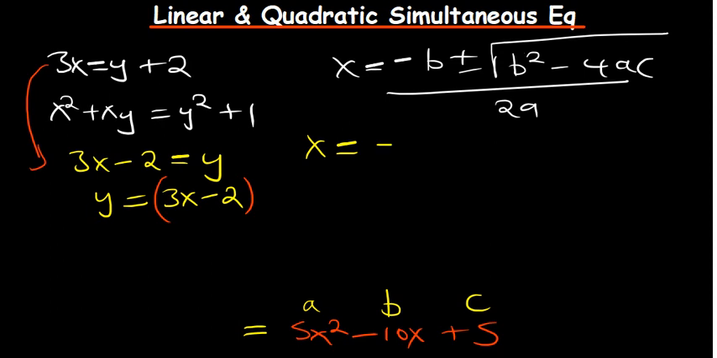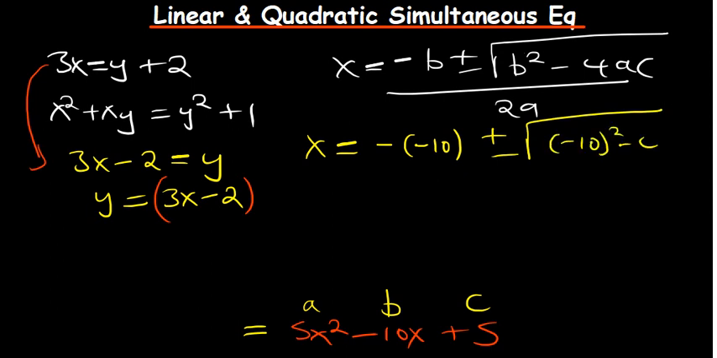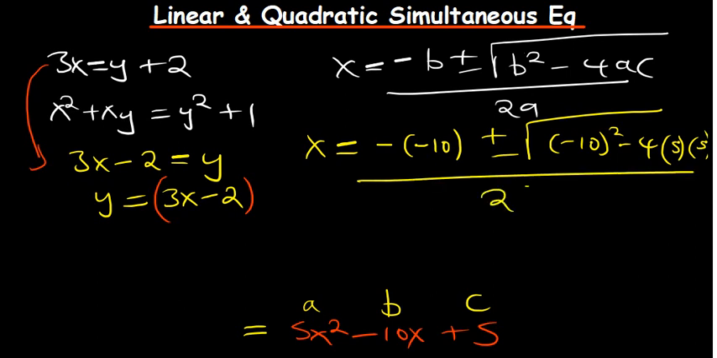So for b we have negative 10, so negative, and then negative 10, plus or minus the root of b squared, which is negative 10 again squared, minus 4ac. Our a is 5, and our c is 5 as well, over 2a, which is 5. So negative times negative gives positive, so plus or minus. Negative 10 to the power 2 is 100. 5 times 5 is 25, times negative 4 is a minus 100. So 100 minus 100 is 0. Root of 0 is just 0 over 10.